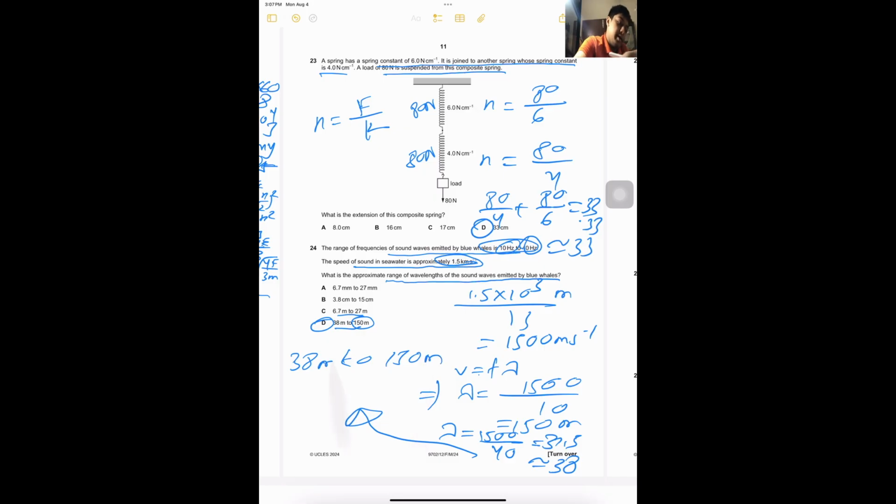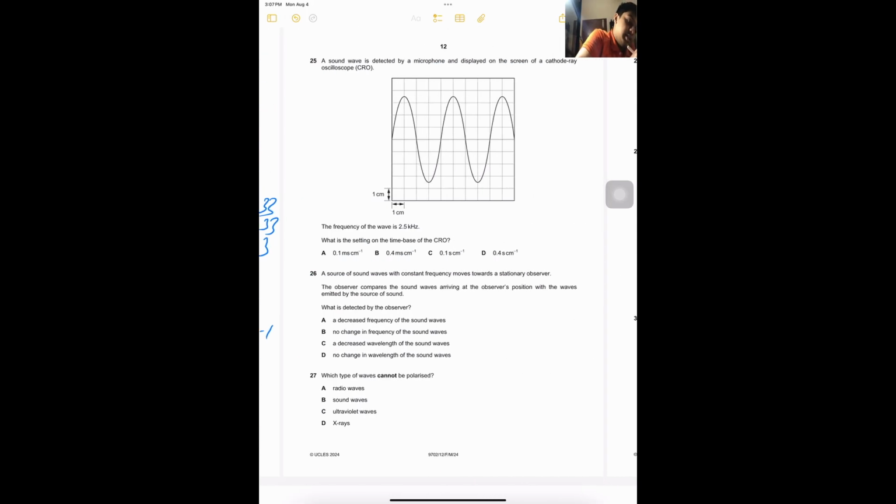Let's move to question 25. A sound wave is detected by a microphone and displayed on the screen of a CRO. The frequency is this. What is the setting of the time base of the CRO? Setting means per centimeter. So this is the time period T, so let's find out T. 1 by 2500 is 4 into 10 to the power minus 4. This is for 4 units, so for 1 unit it will be divided by 4.